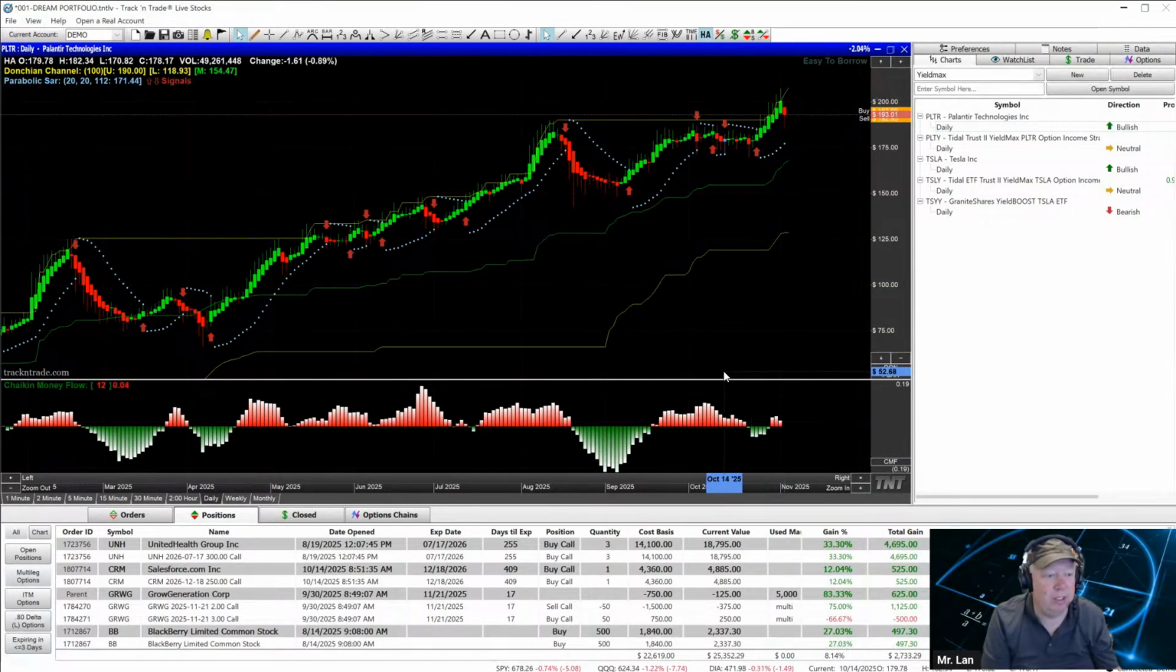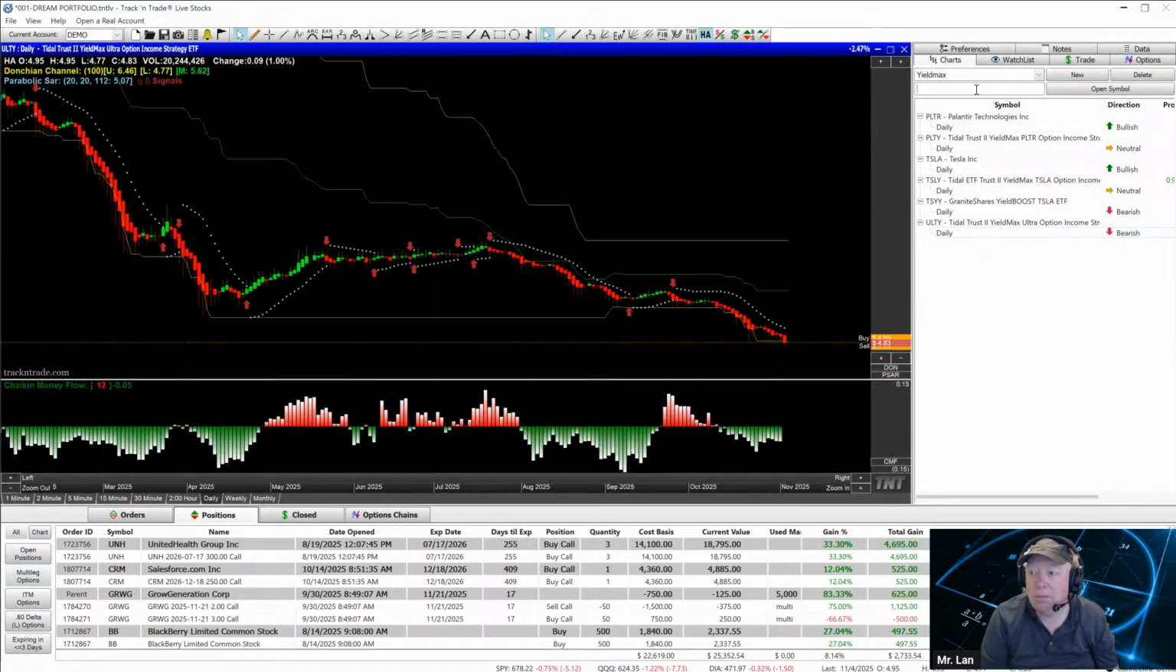Someone wants to see ULTI, ULTY. So this is the YieldMax ULTY fund. Now I don't have this one. A lot of people have this one. I'm not a fan. Not that it's bad. I'm just not a fan. I don't have this one, and it's been going down pretty good. It's not doing sideways like I would like to see it.